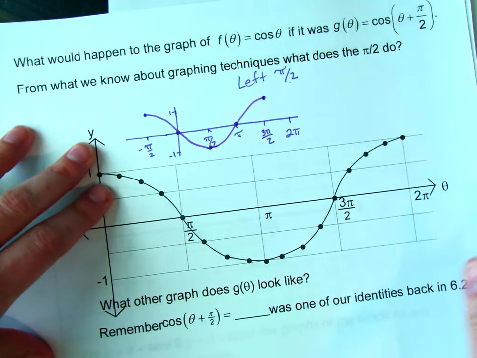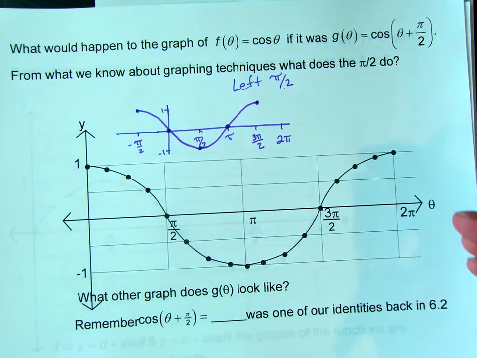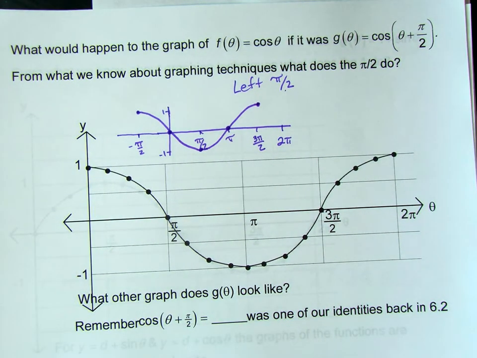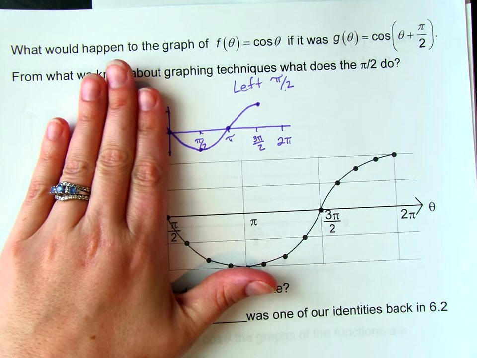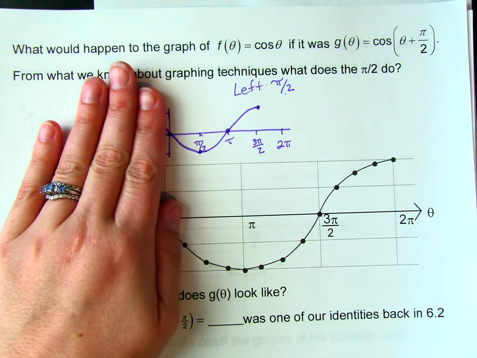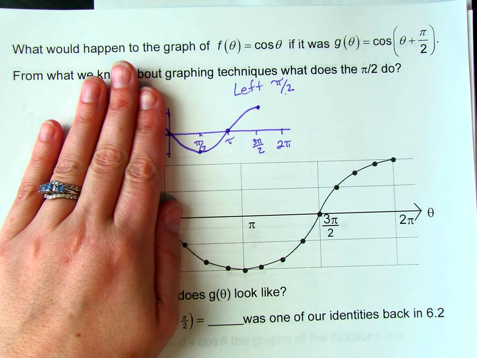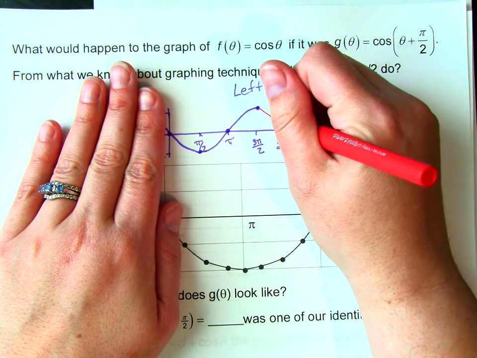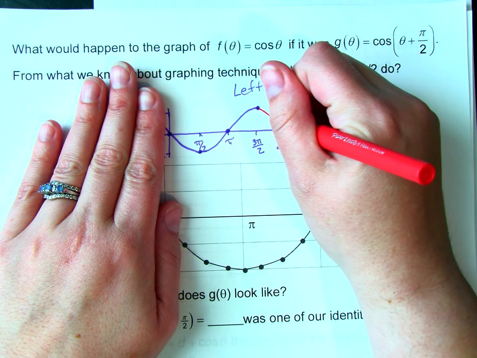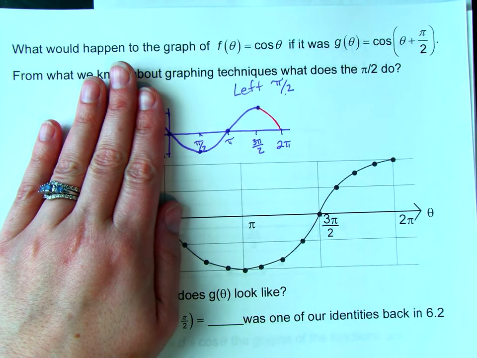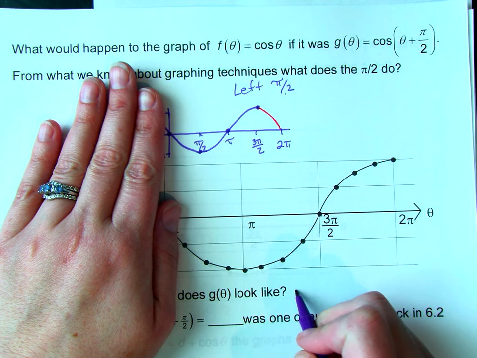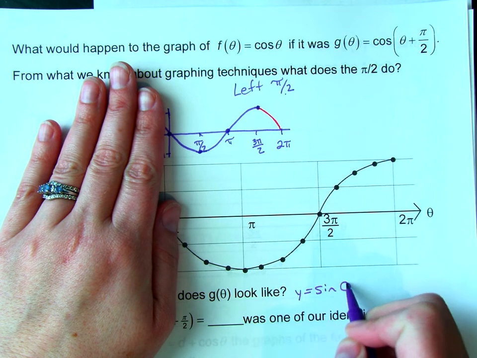So now, if I was just going to look at just that, doesn't that kind of look like one of our other graphs that we've done? If I continue this further, because we know we can, what graph does that look like? Okay. Hopefully you are saying y equals sine theta.